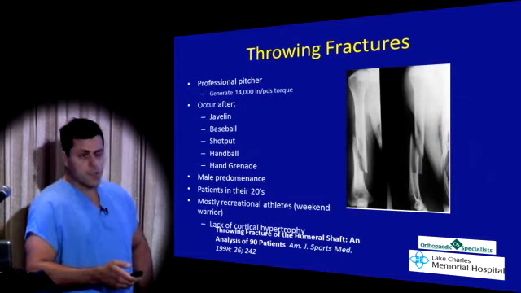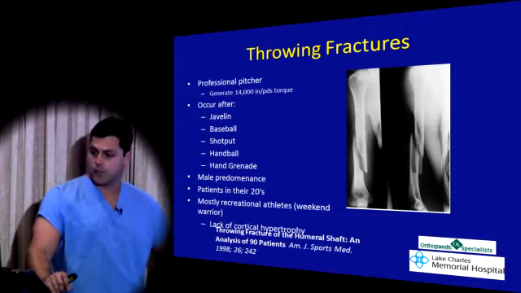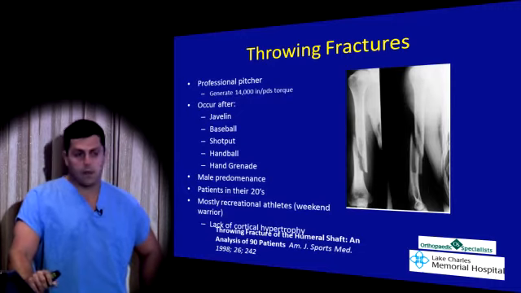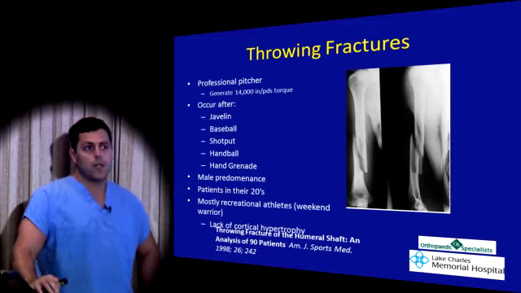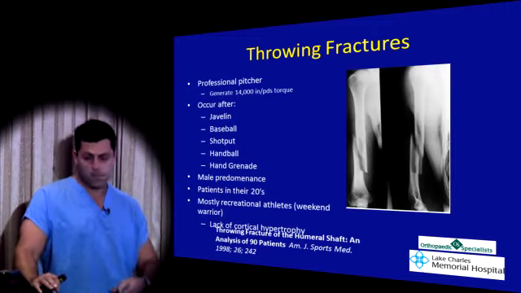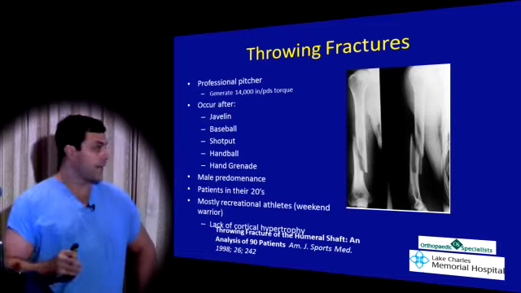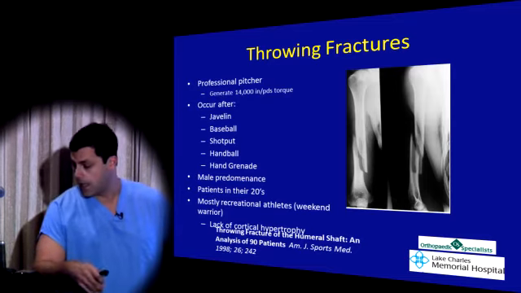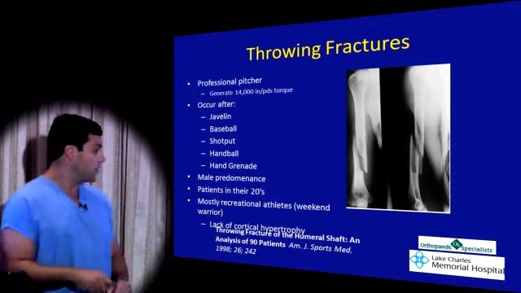Okay, throwing fractures. This typically occurs, professional pitchers, not so much. Professional pitchers generate 14,000 pounds of torque in their arm. However, those aren't the patients who get this. It's usually the weekend warrior or the patient who begins throwing and maybe starts too quickly. Javelin throwers, baseball throwers, shot put throwers, handball, hand grenades. Military personnel will get this throwing a hand grenade. There is male predominance, usually patients in their 20s. Recreational athletes are the ones that usually get it.